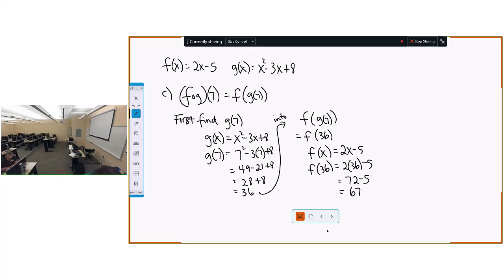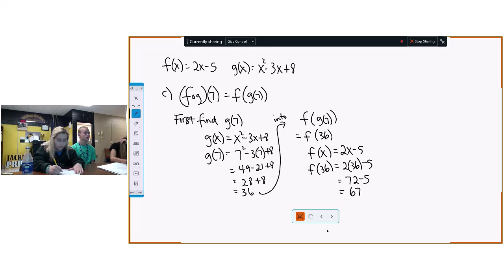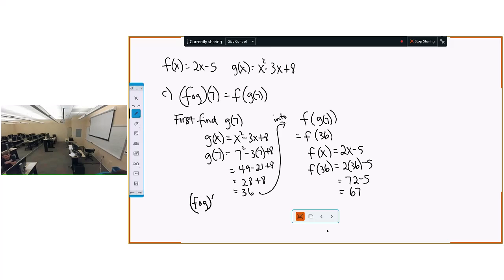So that says that, sorry, f circle g of 7 would be 67. Okay, we found out what g of 7 was. That becomes the input to the f function. You throw it through, and then you get f circle g of 7 is 67. Okay?